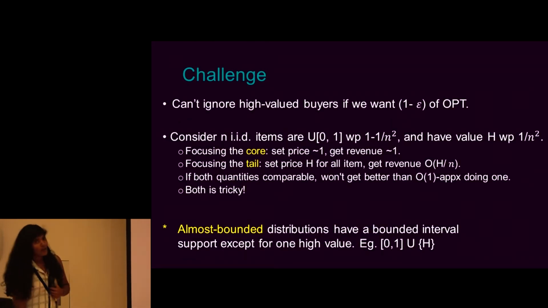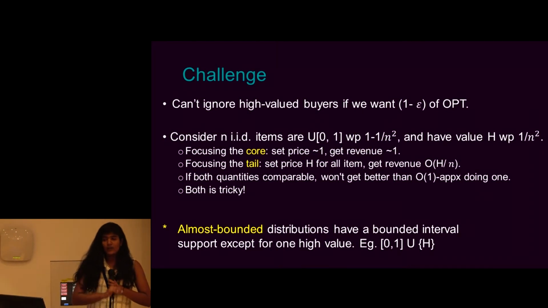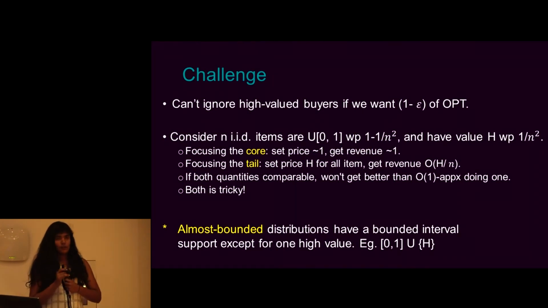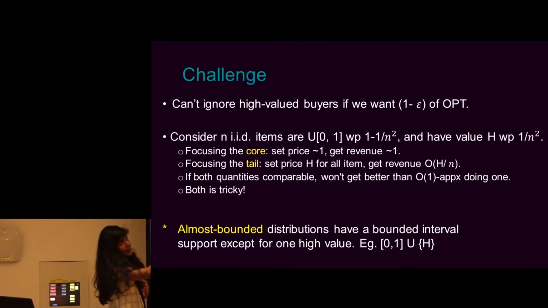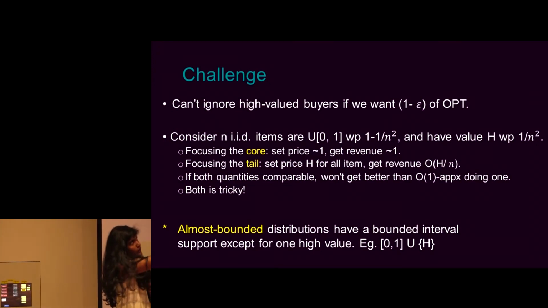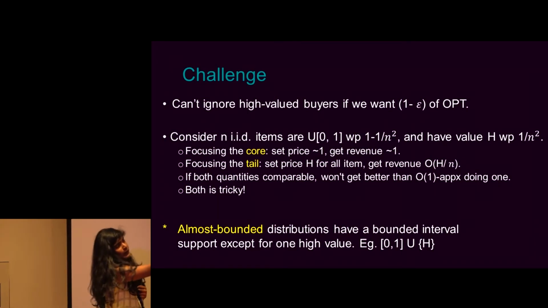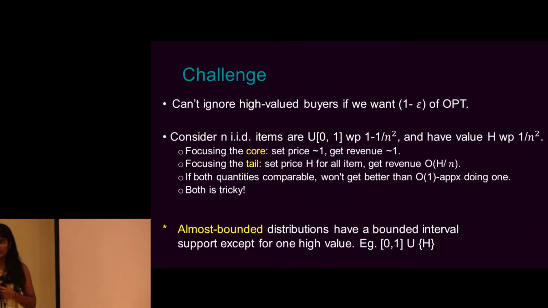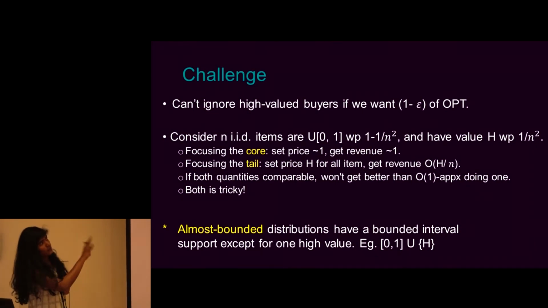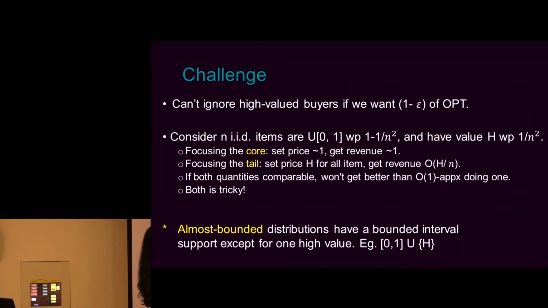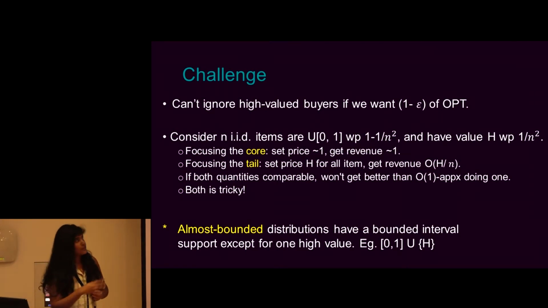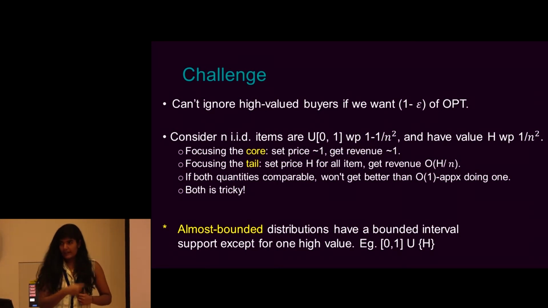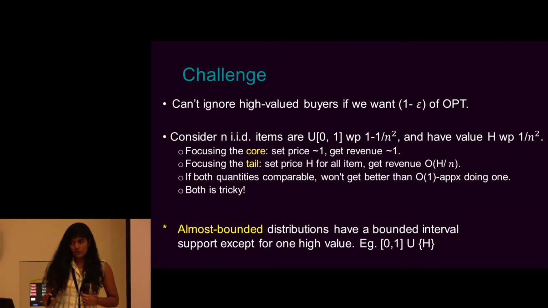The challenge in this step is that we can't just ignore high-valued buyers if we want close to optimal revenue. Why is that? Let me give you some intuition. Consider just n IID items. With very high probability, each item has value uniform in [0, 1], and with probability just 1 over n squared, it takes a very high value. If I focus on the bounded interval part, I can get revenue 1 by setting price close to 1, because the expected max of n uniform things is going to be close to 1.